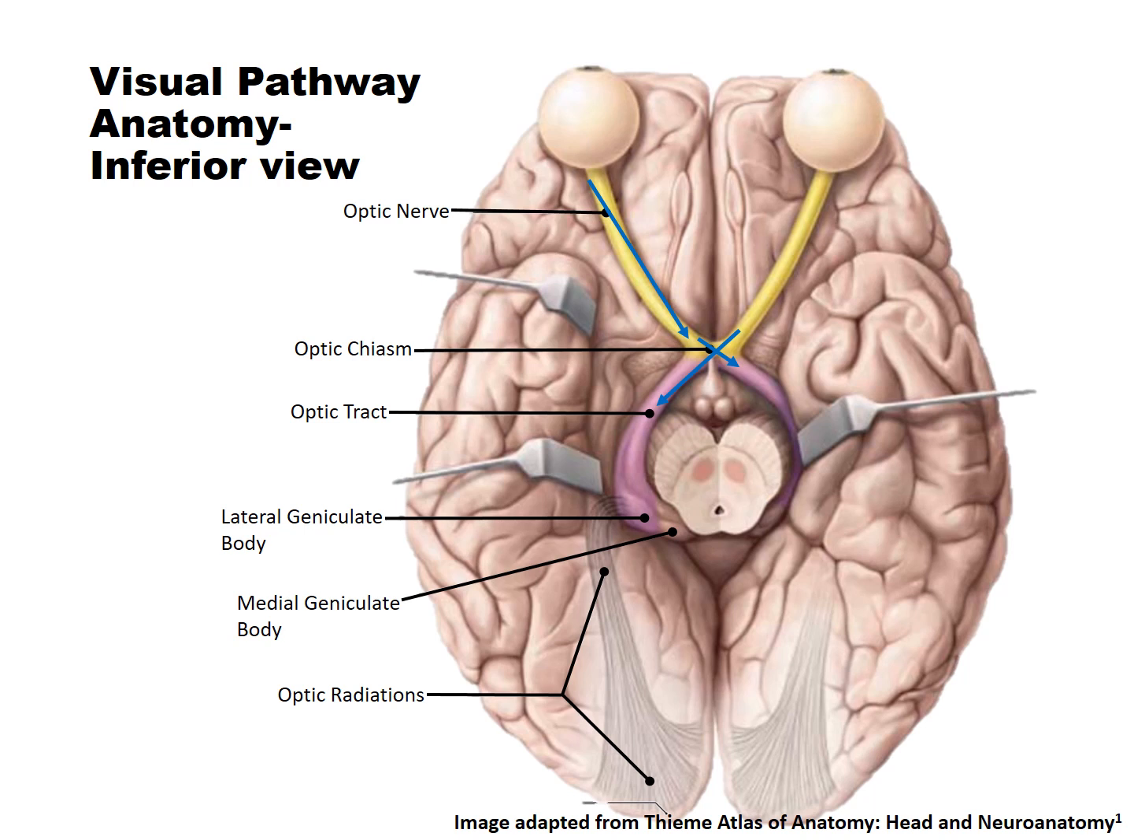Fibers in the optic tracts travel towards the thalamus and synapse on third-order sensory neurons in the lateral geniculate nuclei. The axons of these neurons leave the lateral geniculate body to form optic radiations, which pass through the internal capsule to synapse in the primary visual cortex of the occipital lobe.